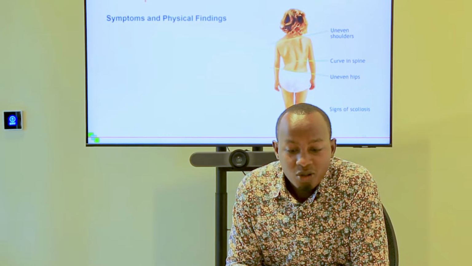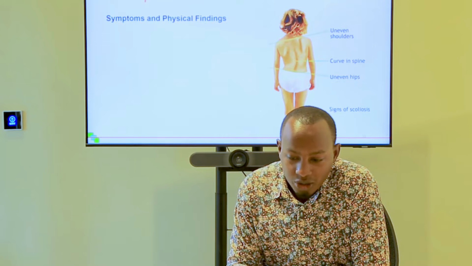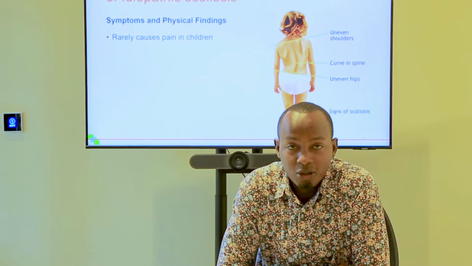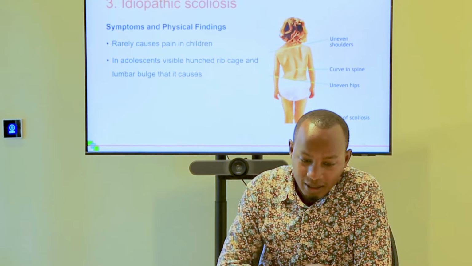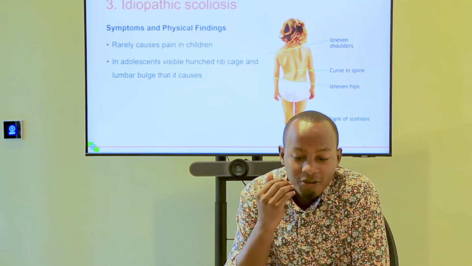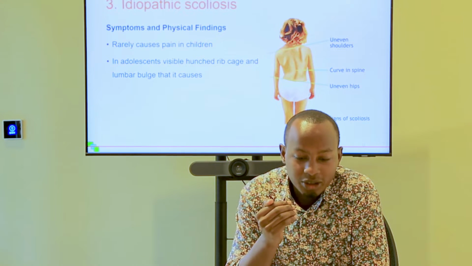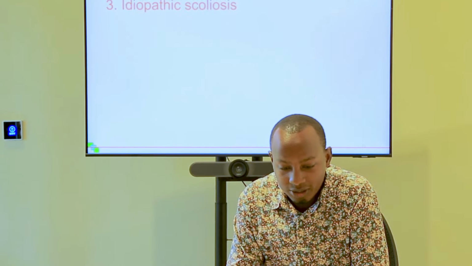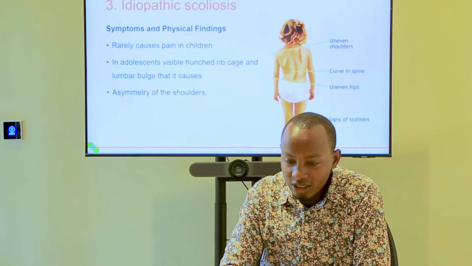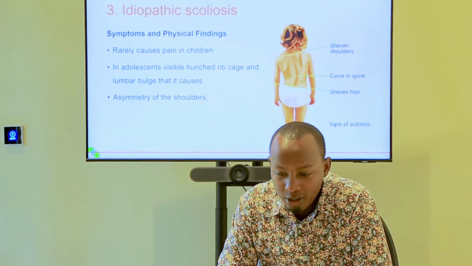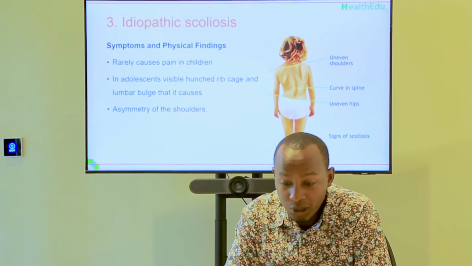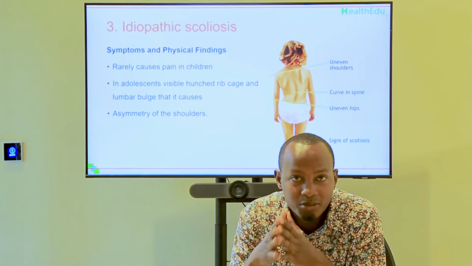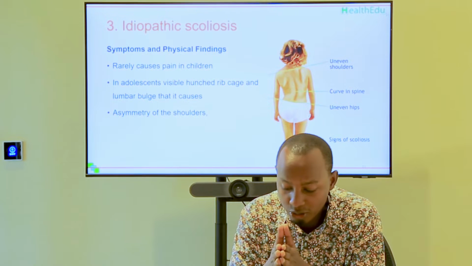From the symptoms and physical findings of idiopathic scoliosis, we see most of the time that the patient doesn't have any pain or doesn't feel pain. And there is a visible hunched rib cage and the lumbar bulge that it is causing. We see also the asymmetry of the shoulders. From this picture, you can see there are uneven shoulder levels. We can see also the curvature in the spine, and the pelvis is unlevel. So these are most of the symptoms and signs of idiopathic scoliosis.